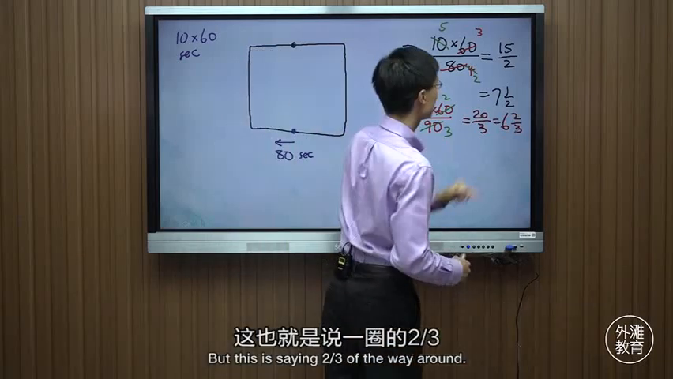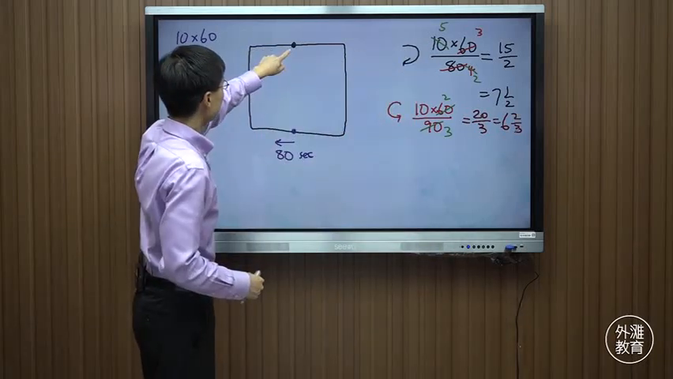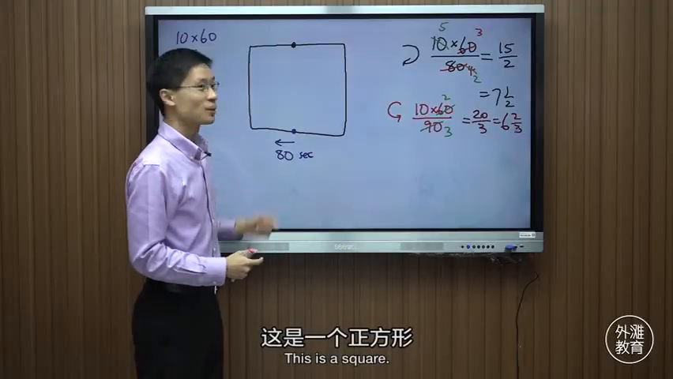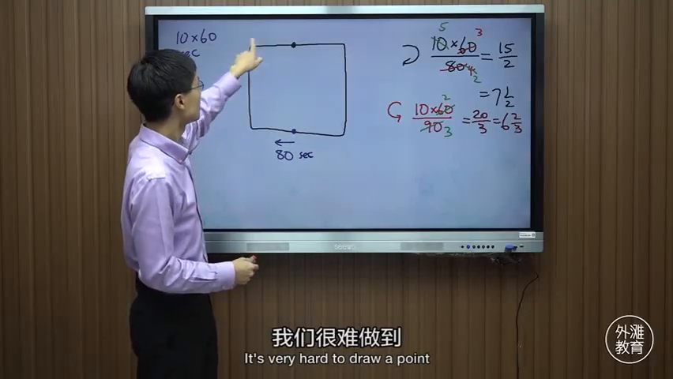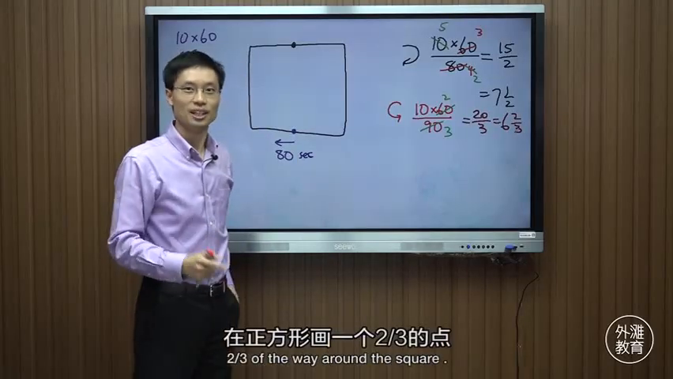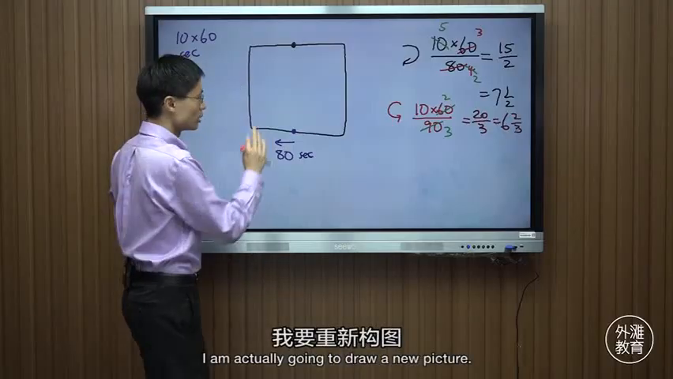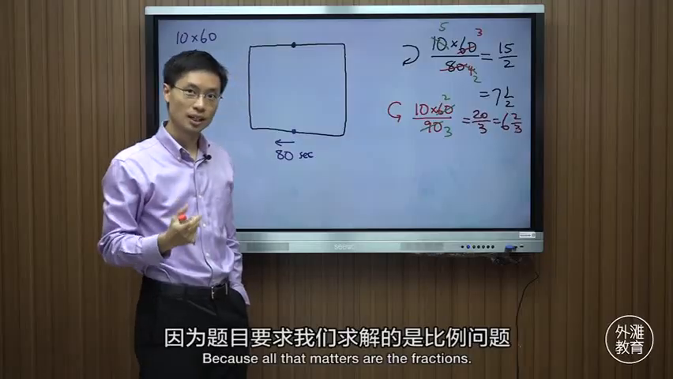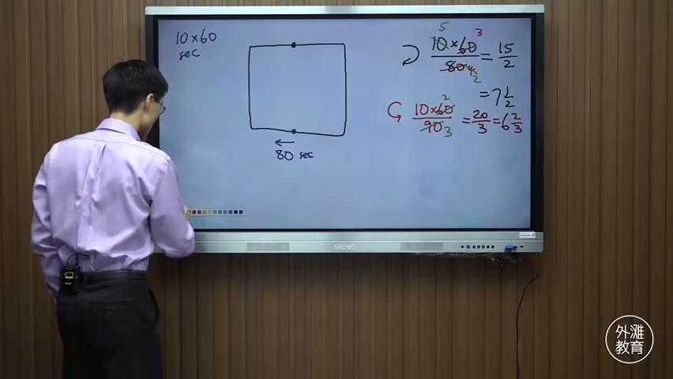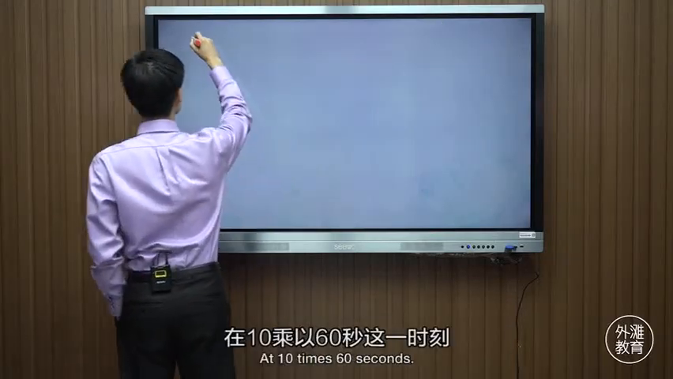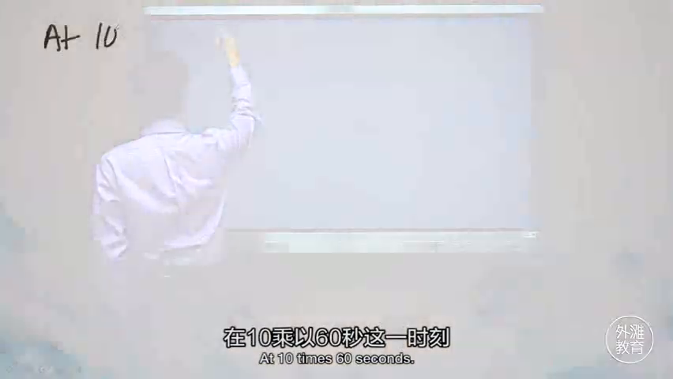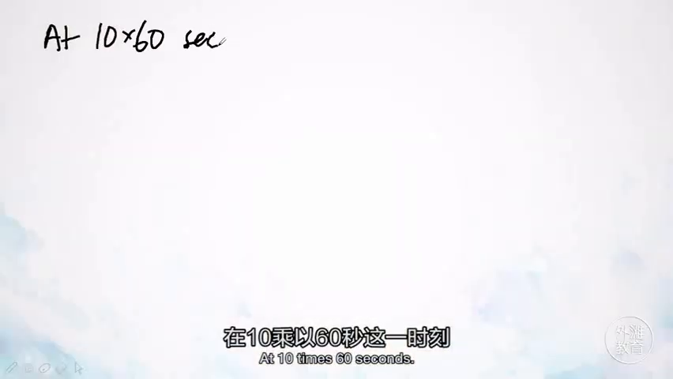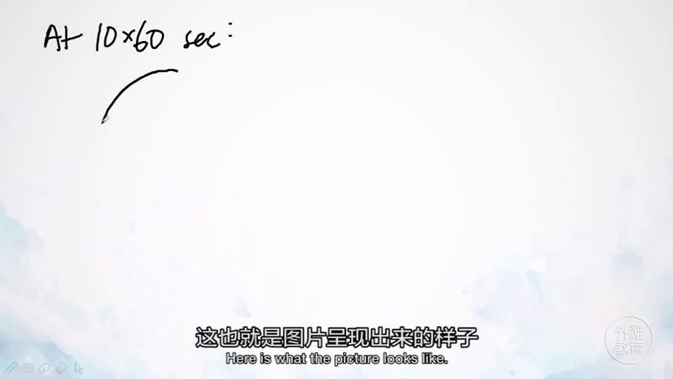But this is saying 2/3 of the way around. That's not very nice. This is a square. It's very hard to draw a point 2/3 of the way around a square. So what that means is I'm actually going to draw a new picture where I'm drawing a circle instead of a square, because all that matters are the fractions. Okay, so now I'm going to say at 10 times 60 seconds, here's what the picture looks like.